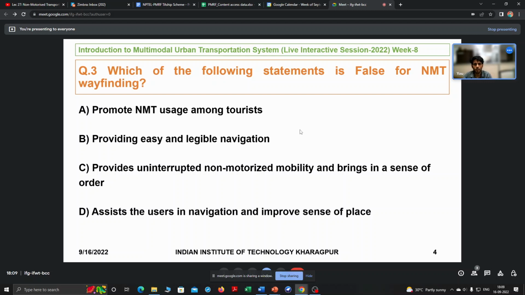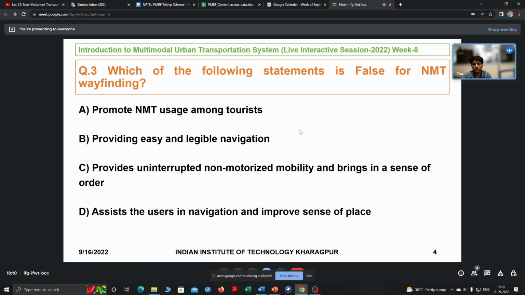Suppose you have an NMT wayfinding app, or maybe in the form of web, then is it guaranteed that it will give you uninterrupted non-motorized mobility? Because uninterrupted means it is not interrupted, it is a continuous thing. Actually it may not be continuous, because it depends on the existing road design, right? If you have an intersection on some part of your route, then it is not an uninterrupted facility. It's an interrupted cycle track. If we consider it's a cycle track, then it is a false statement, right?